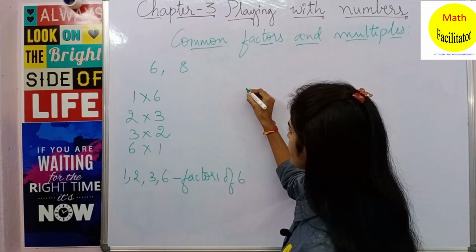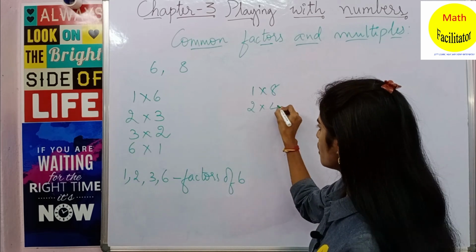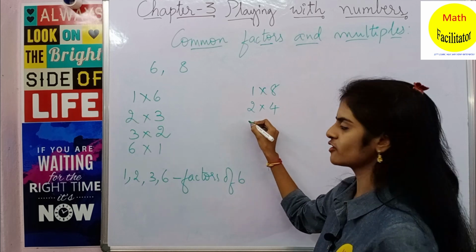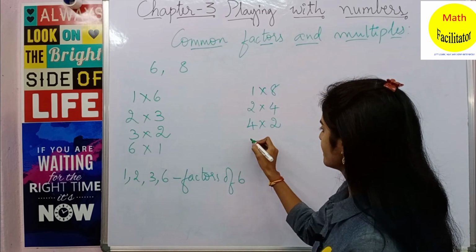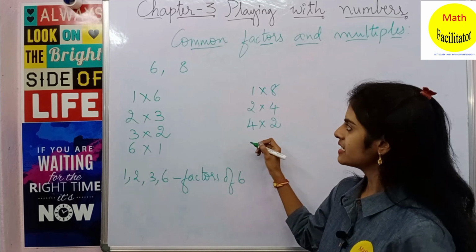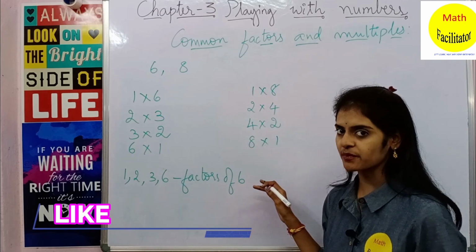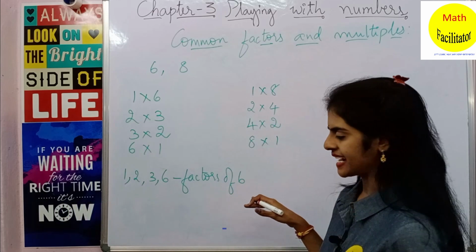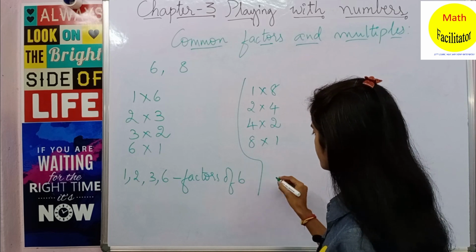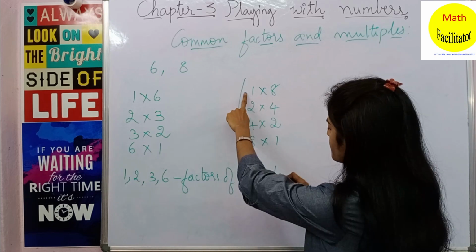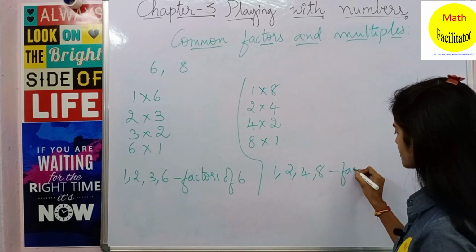Factors of 8 are nothing but 1 into 8, 2 into 4, and 3 is not an exact divisor of 8. Next, 4 2s are 8. 5 is not dividing 8, 6 is also not dividing 8, 7 also doesn't divide 8. So 8 into 1. And further we don't check because 9 is greater than 8. So the factors of 8 are 1, 2, 4 and 8.